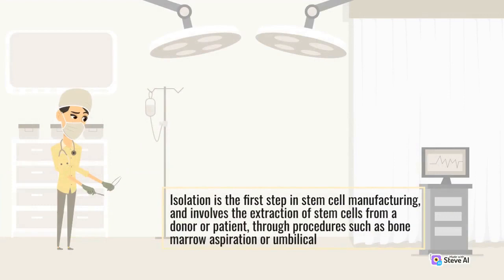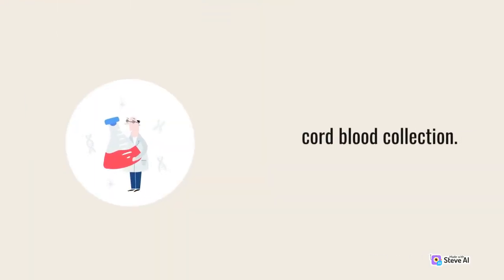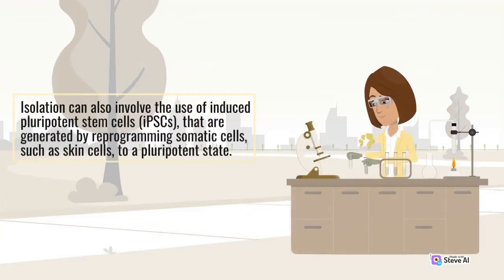Isolation is the first step in stem cell manufacturing and involves the extraction of stem cells from a donor or patient through procedures such as bone marrow aspiration or umbilical cord blood collection. Isolation can also involve the use of induced pluripotent stem cells, iPSCs, that are generated by reprogramming somatic cells, such as skin cells, to a pluripotent state.